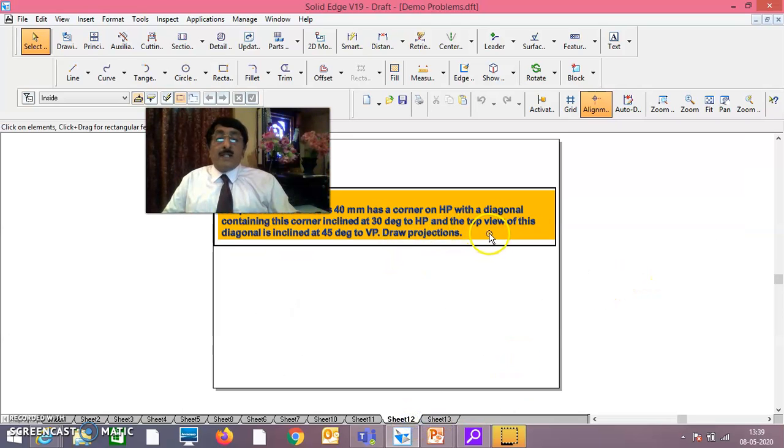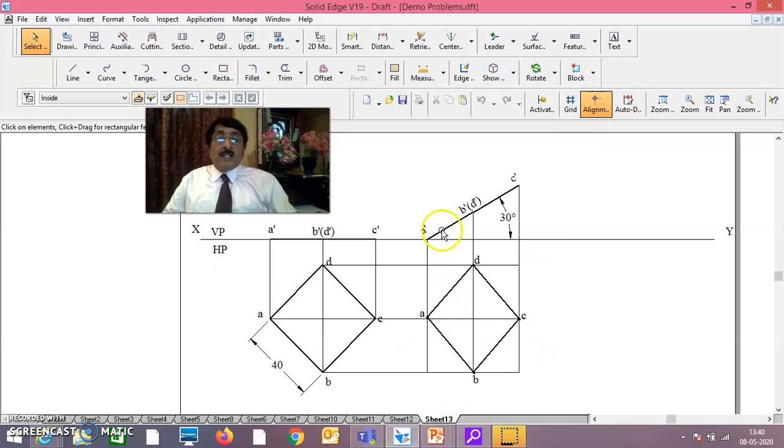You see here, the top view of this diagonal is inclined at 45 degrees to VP. With the diagonal that contains this corner inclined at 30 degrees to HP, and the top view of this diagonal inclined at 45 degrees to VP, it means the top view of this diagonal is AC.